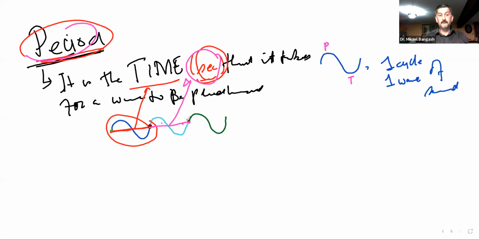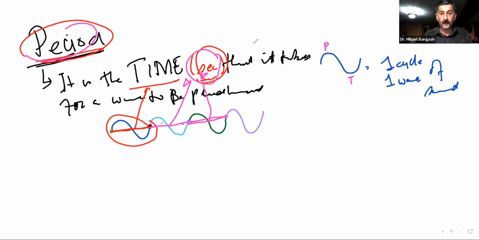And so for this wave here, from the beginning of this wave or cycle to the end of this cycle, where at the end of the cycle another wave or cycle begins, this time taken here is going to be the period of this wave or cycle. Did that make sense?